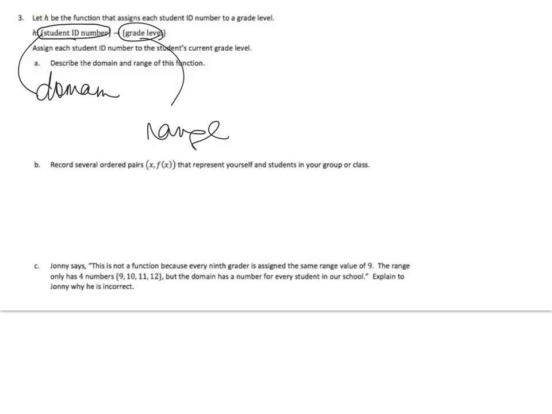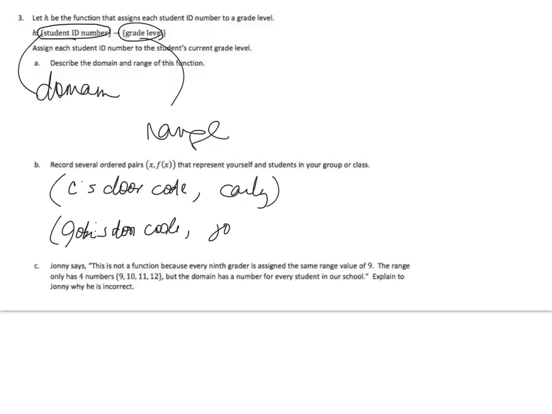Record several ordered pairs that represent yourself and students in your group or class. I could say C's door code and C. I could say, I don't know, John's door code and John, etc.